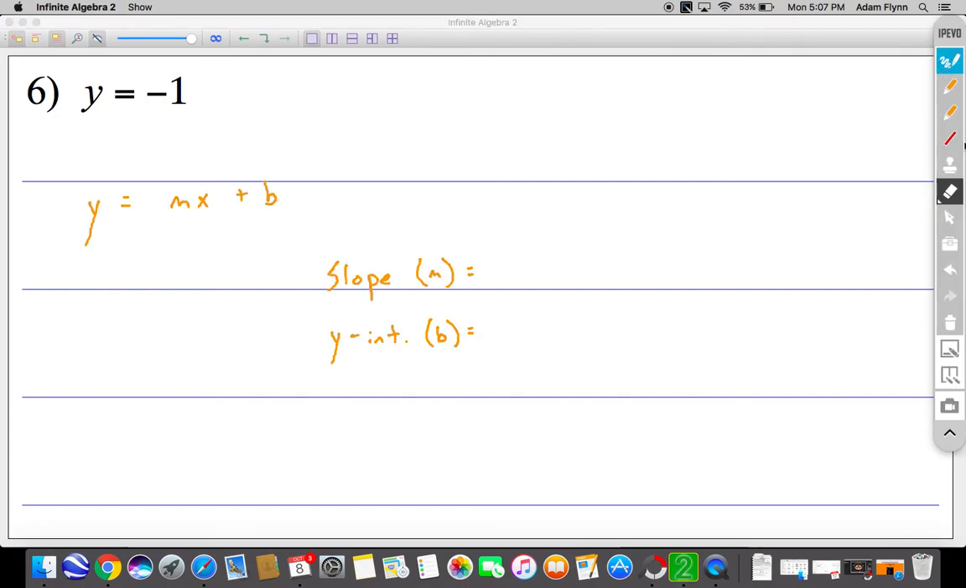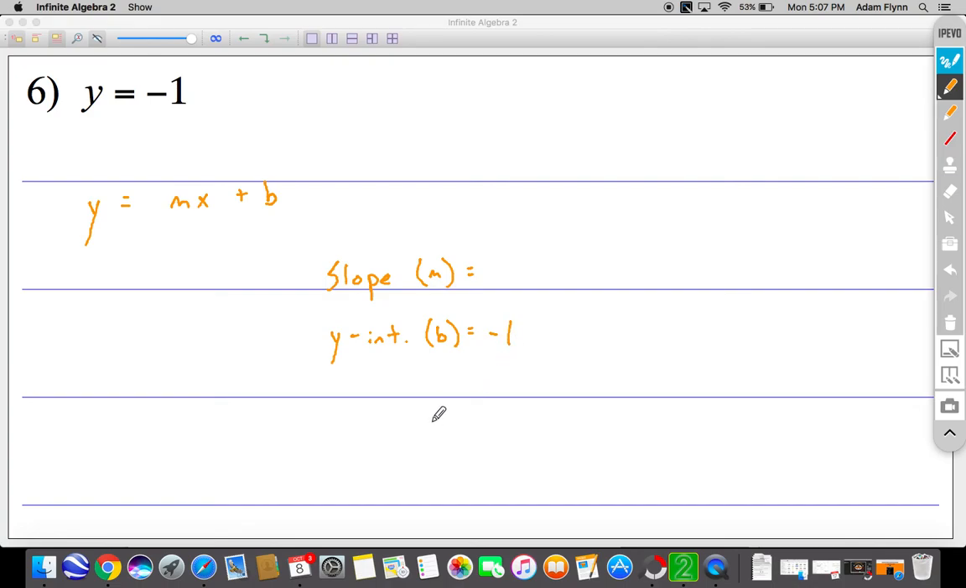Last problem. So y equals mx plus b, and I'm just given y equals negative 1. So what on earth am I going to do here? So I know my slope is whatever number is attached to my x, but I have no x here. So let's come back to that. So let's go to the y-intercept. So y-intercept, I have y equals negative 1. So my y-intercept will be negative 1.